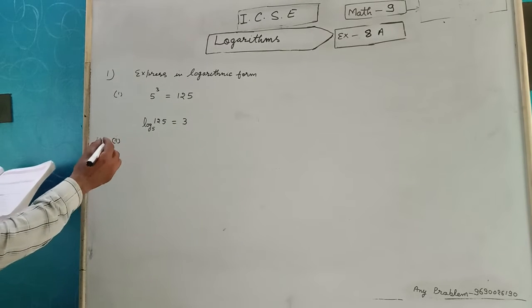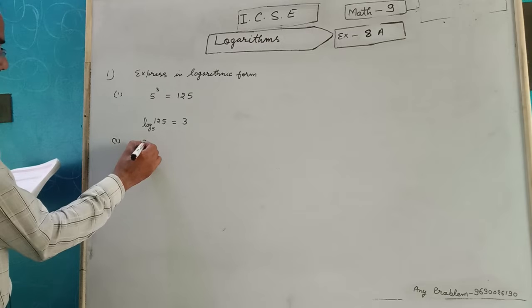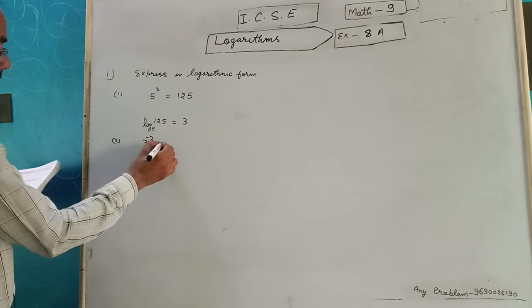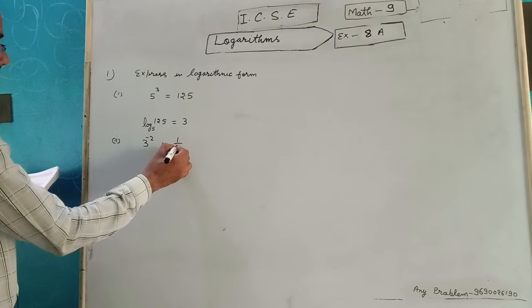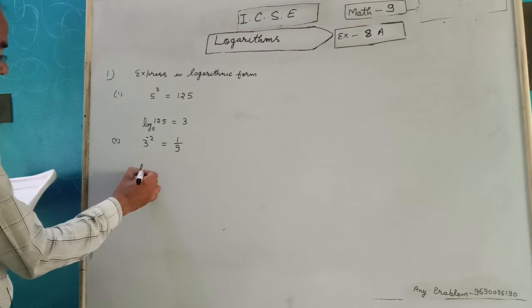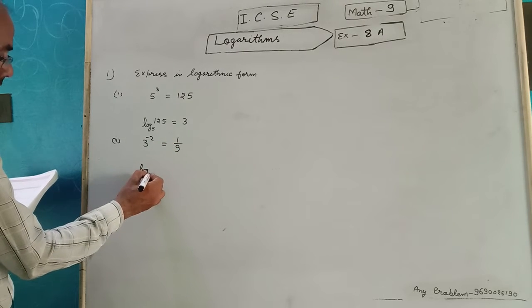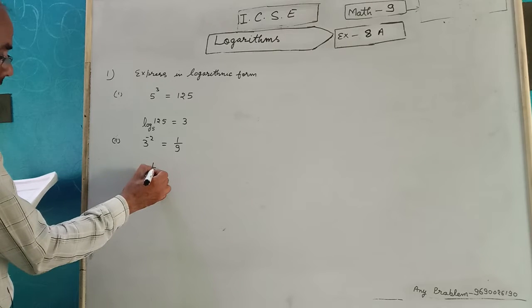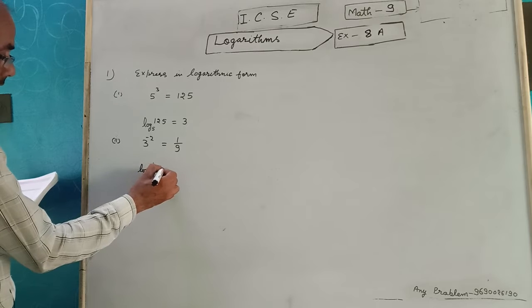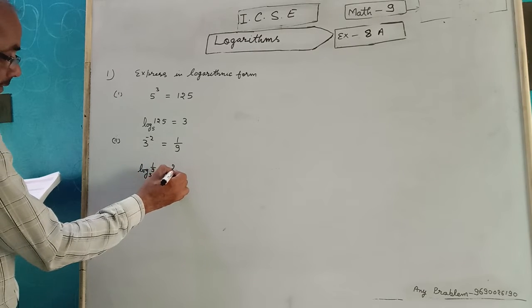Second part is 3 as power minus 2 equal 1 upon 9. Log base is 3, value right here, power right here.